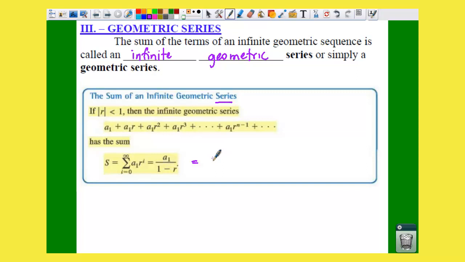So all you really have to do is just find your first term and your ratio, and you can take your first term divided by 1 minus your ratio. This will give you your sum.